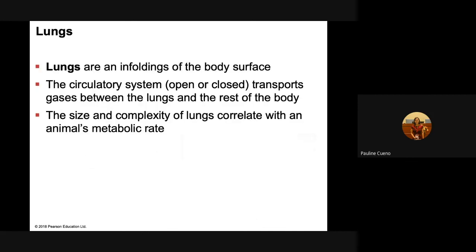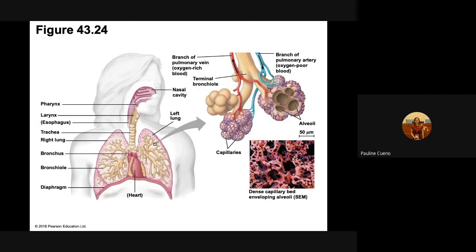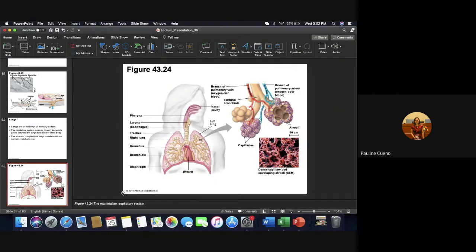Okay? And then, of course, we have the lungs. So, yung lungs are enfoldings of the body surface. The circulatory system, either open or closed, transports gases between the lungs and the rest of the body. So, the size and complexity of lungs correlate with an animal's metabolic rate. So, itong lungs will be discussed, of course, in your anatomy class. And that's the end of our discussion for Lesson 2 of Module 5.